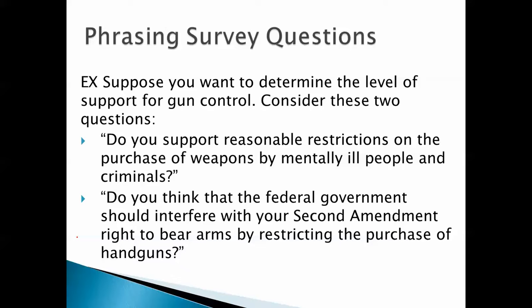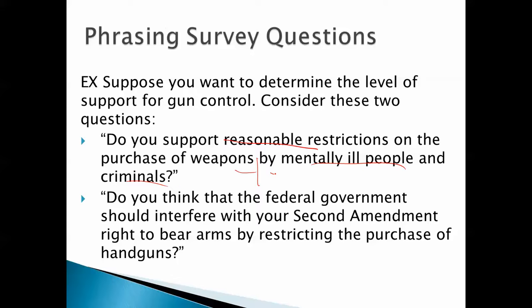For example, suppose you wanted to determine the level of support for gun control. Consider these two questions. Do you support reasonable restrictions on the purchase of weapons by mentally ill people and criminals? Do you think that the federal government should interfere with your Second Amendment right to bear arms by restricting the purchase of handguns?